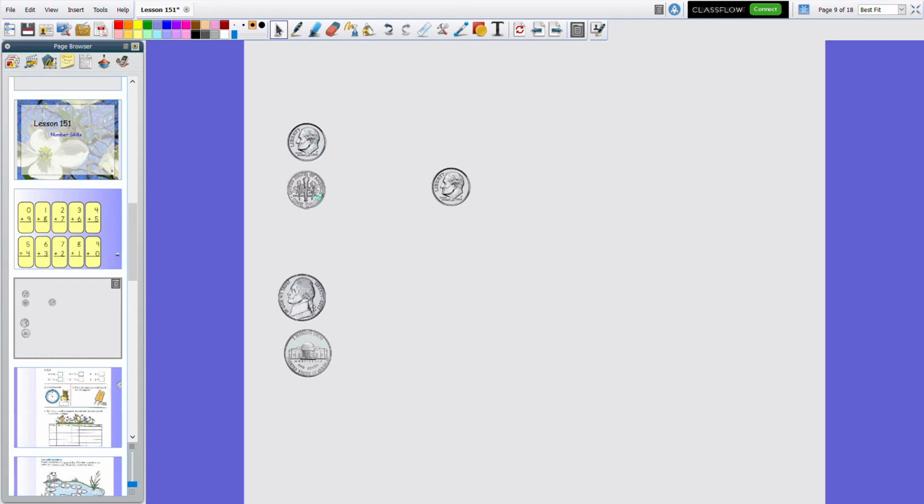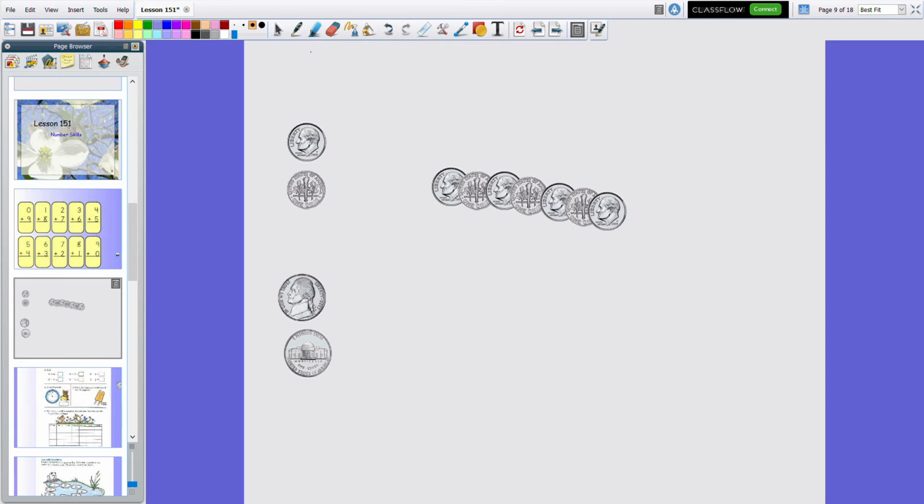10, 20, 30, 40, 50, 60, 70. Okay, we have how many cents? 70 cents. Let's count them again just to make sure. 10, 20, 30, 40, 50, 60, 70.